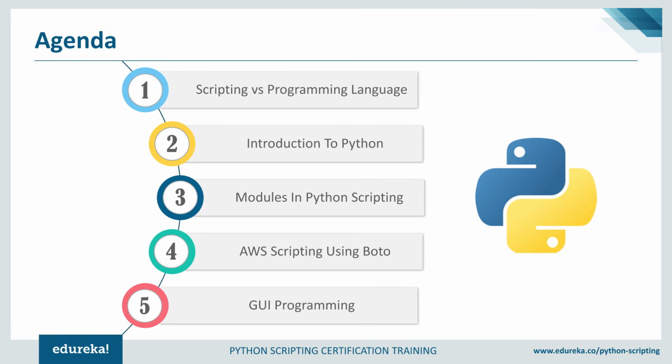So under this topic, I will be telling you how can you write scripts to launch an EC2 instance or create an S3 bucket in AWS. And all of this can be done by just writing a few lines of code, guys. And finally, towards the end, we will be going through the basics of GUI programming and will implement some of that as well. So I hope you got the objective of this session.